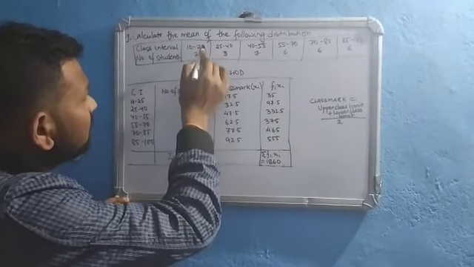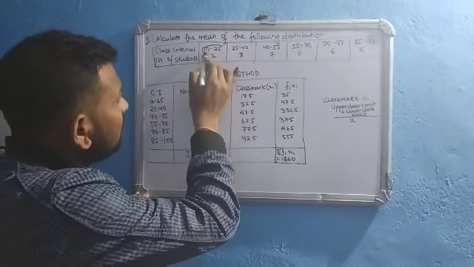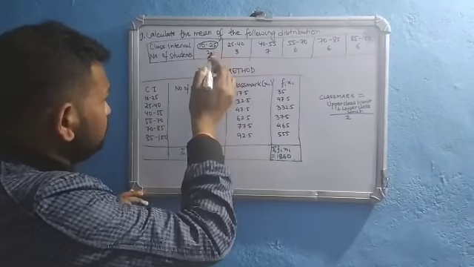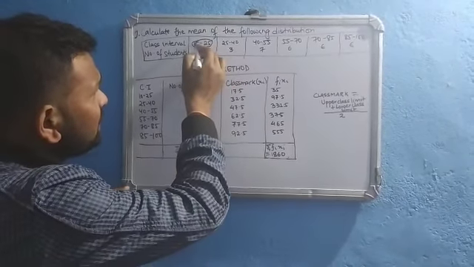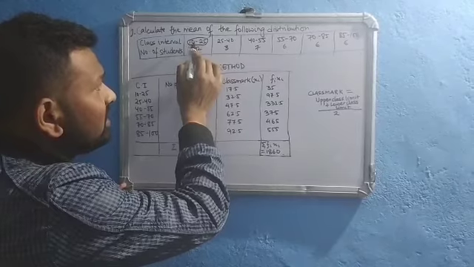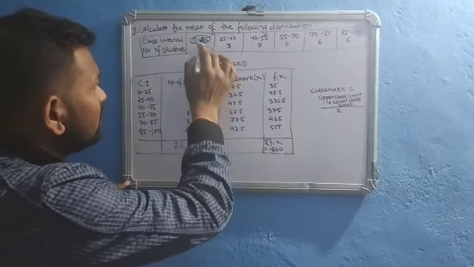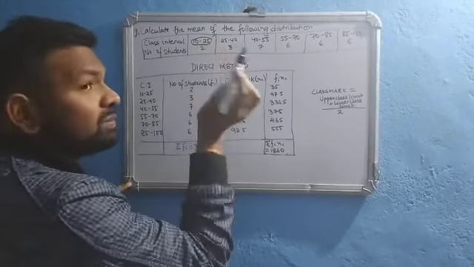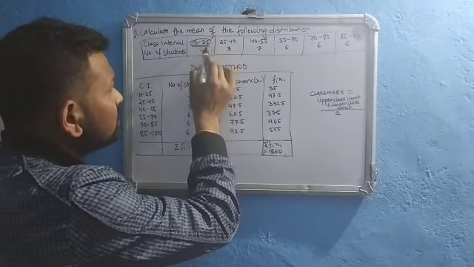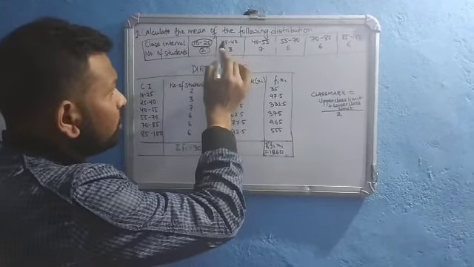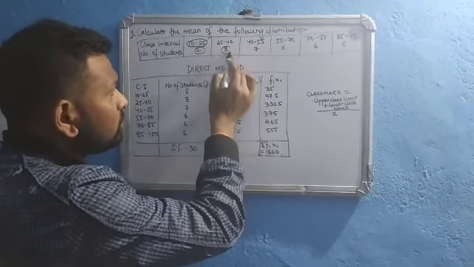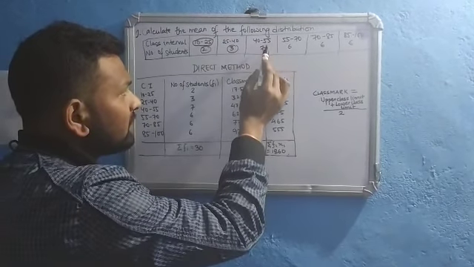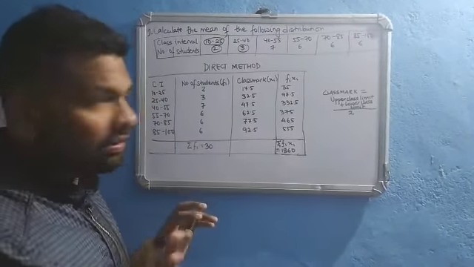This is the question, but they have not specified the exact data. They have given the range 10 to 25. Suppose 10 to 25 marks was scored by 2 students, 25 to 40 marks was scored by 3 students, 40 to 55 marks was scored by 7 students, and so on and so forth.